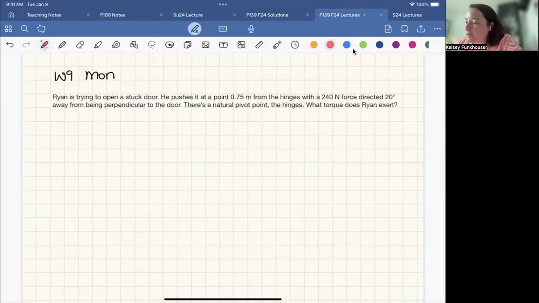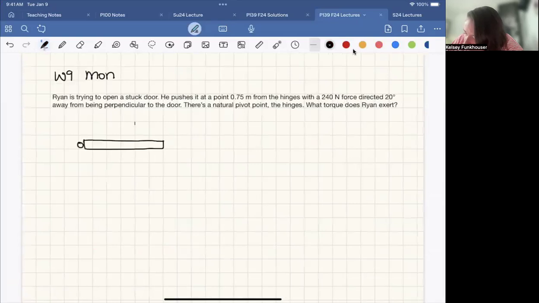In this case, it's a door, so the pivot point is the hinges. And we want to know what Ryan's torque is. So let's draw the situation. We don't actually know how long the door is, but that doesn't affect our ability to solve it because we know what we really need is how far the force is applied from the pivot point.